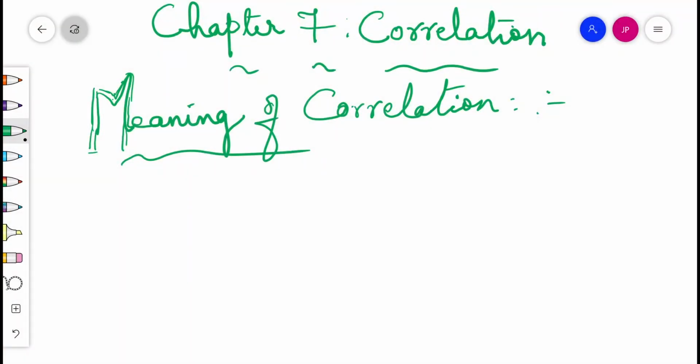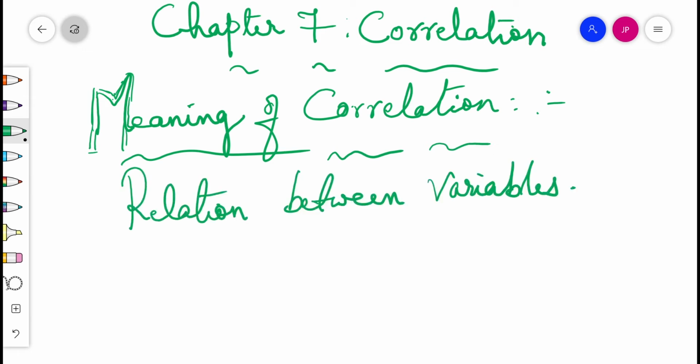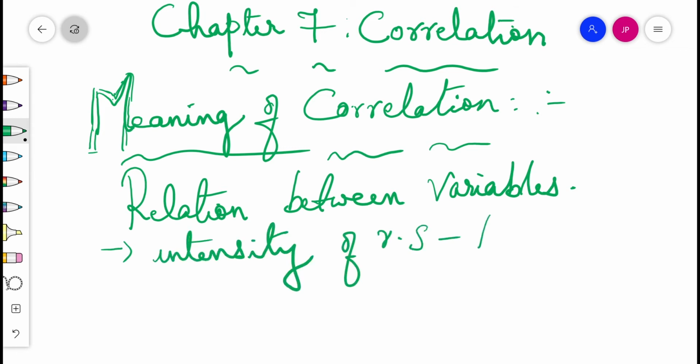Today's topic is correlation. Chapter 7. What's the meaning of correlation? That is, relation between variables. Correlation studies and measures intensity of relationship between two or more variables.